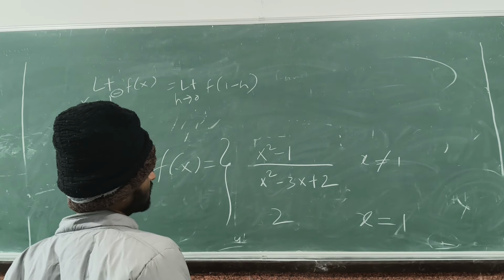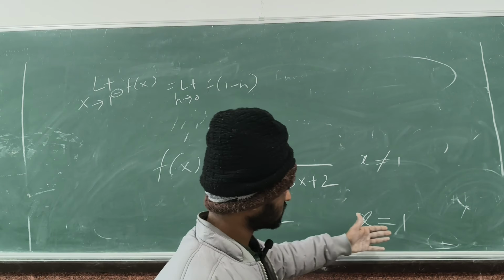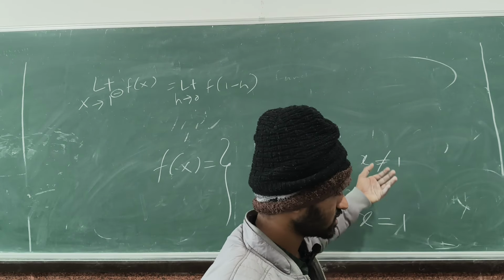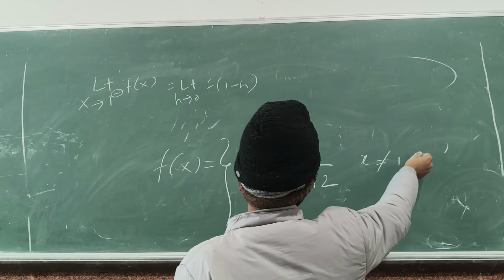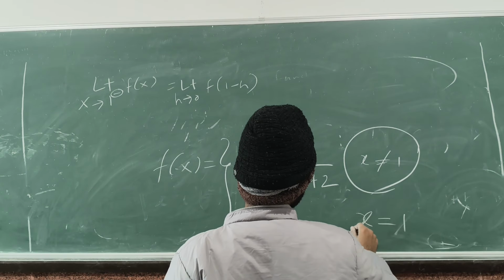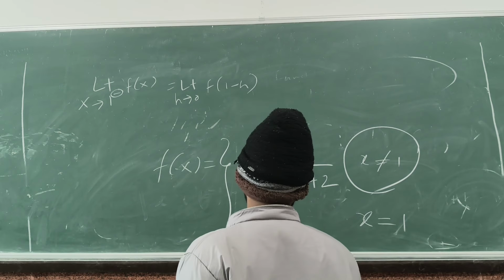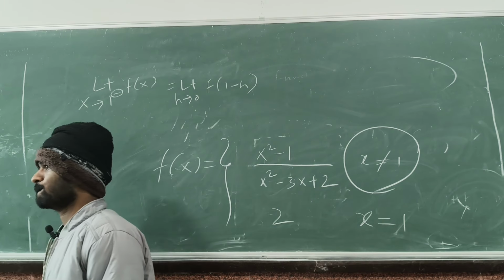Okay, since x is tending from 1 minus, we can take the expression from here. This is x equals 1, and f of x is defined for all values of x except x equals 1 here. At exactly x equals 1, f of x is 2.